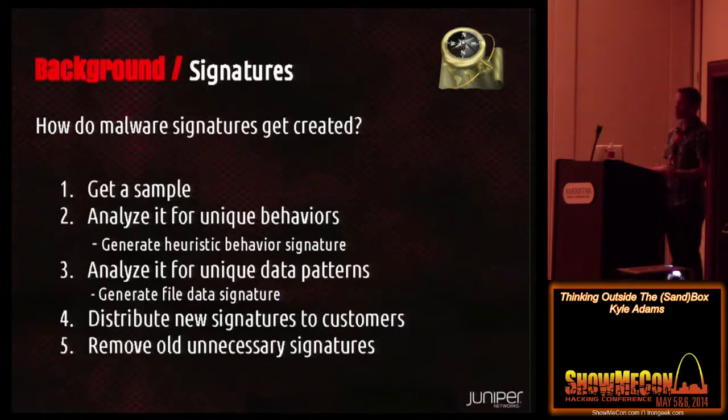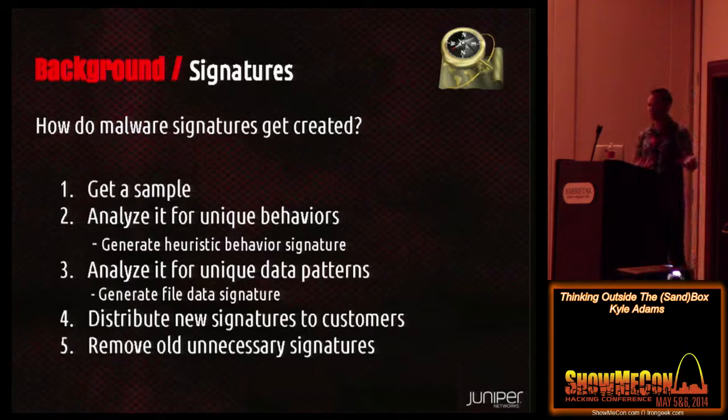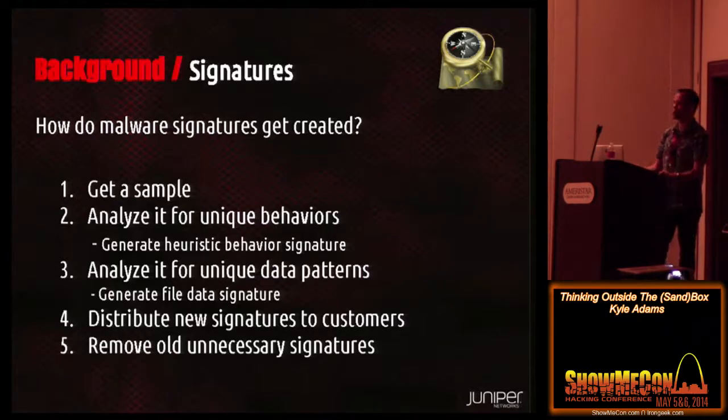So here is the process to get from I have a sample to I have a signature and I want to start blocking it. First, the AV labs will get the sample. They'll analyze it for unique behavior. So is this thing writing a registry key, and then adding a file to the system, and then rebooting the system? That kind of workflow makes a good signature.